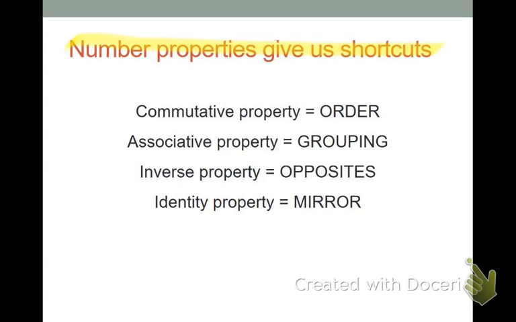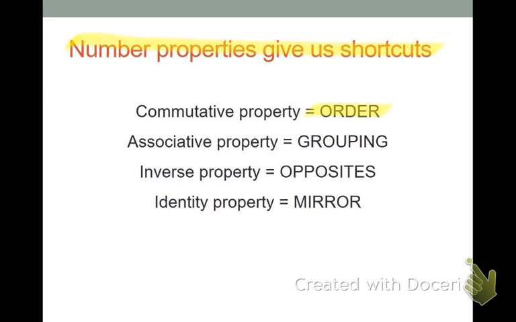The key word for the commutative property is order. And what that means is it doesn't matter what order I add or multiply in, it will not change my answer. So I can change the order to make it easier to solve and even solve using mental math.